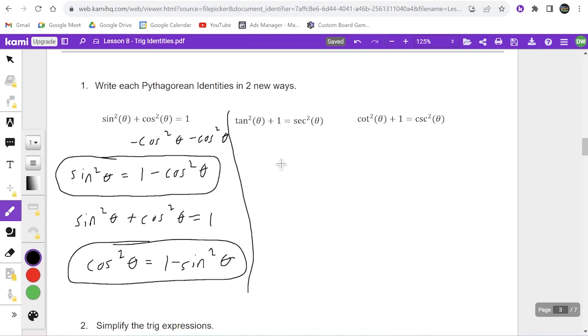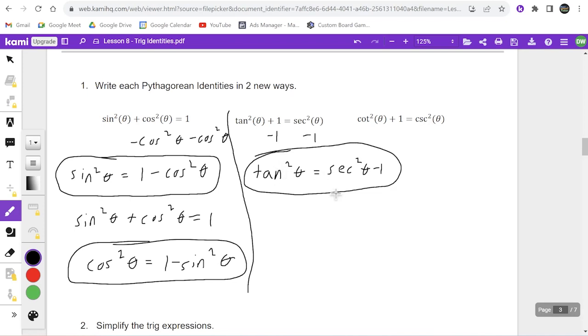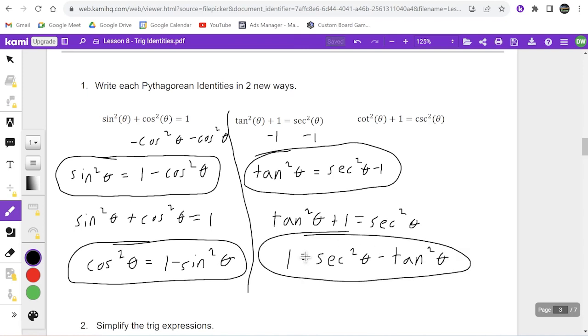Now, using the same logic, you can probably come up with the next 2, but just in case you can't, I'm going to help you. For this one, I can subtract 1 from both sides. So that means tangent squared theta equals secant squared theta minus 1. So there's one of my trig identities. And then the other one I can get if I subtract tangent squared theta from both sides. And in that case, I'll get 1 equals secant squared theta minus tangent squared theta. And there's the second one. Any questions on any of those?